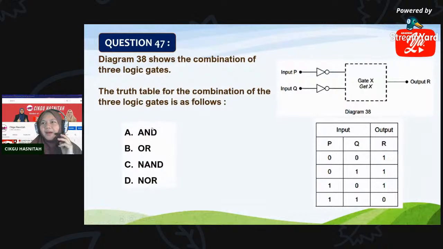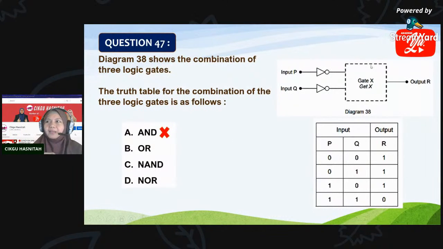If we use AND gate, so you look at the readings. 0 and 0 supposed to be 0, right? 0 and 1 supposed to be 0. 1 and 0 supposed to be 0. 1 and 1 supposed to be 1, not 0. So this is not AND gate. So AND gate we reject.